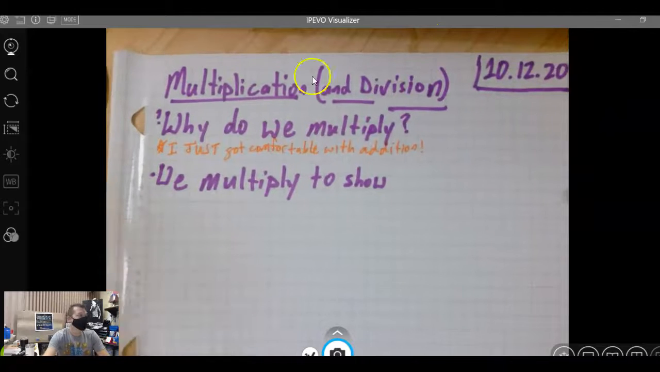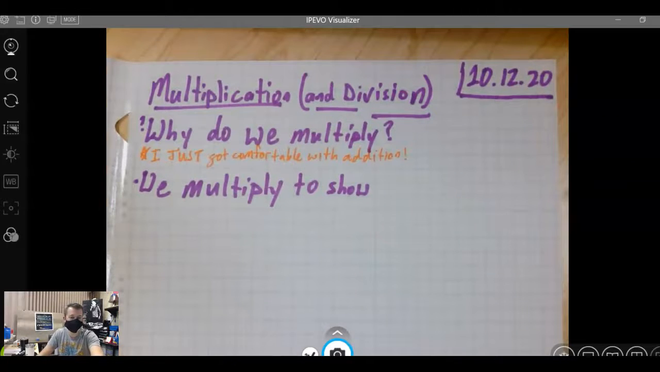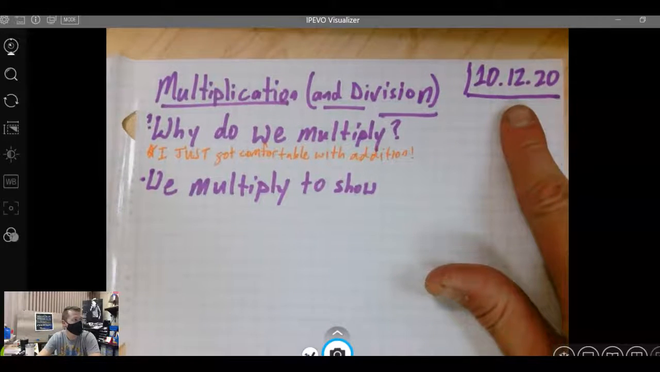So the first thing we're going to do is head our notes like always. Today's date is the 12th all day long. So put your date up here at the top so we can keep track of things.